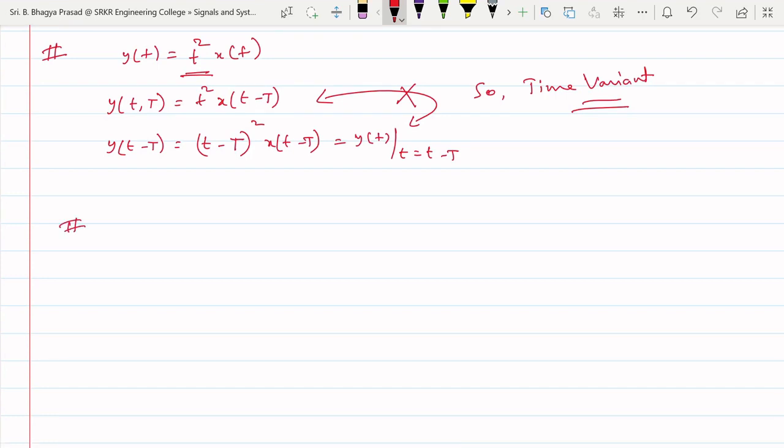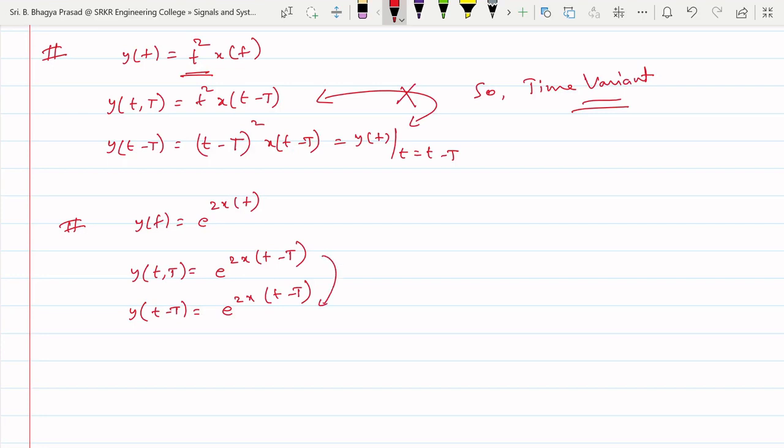Let's take another example. y of t equal to e power 2 x of t. Let us check the output due to delayed input, equal to e power 2 x of t minus T, and we are delaying the output by t minus T, that is e power 2 x of t minus T. So both are equal, so it is time invariant. Like this we have to check for time variance and time invariance.